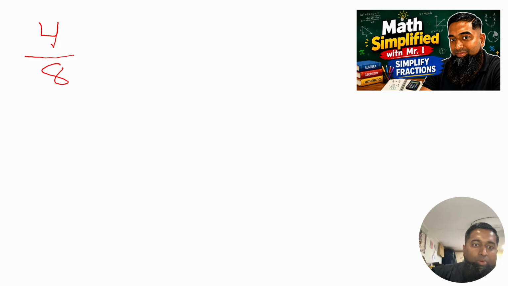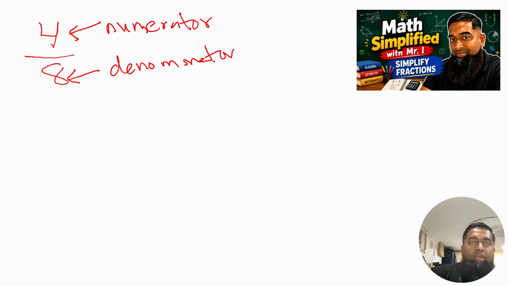So the top number here, this number here is your numerator. Okay? And the bottom number is your denominator, right? The pen is hard to write with, but we're just gonna go with it. So the top is 4 and the bottom is 8, okay?